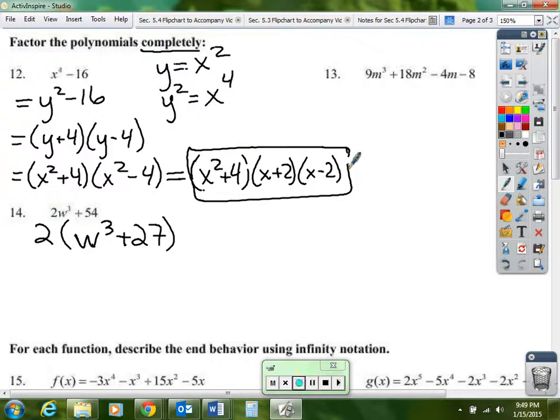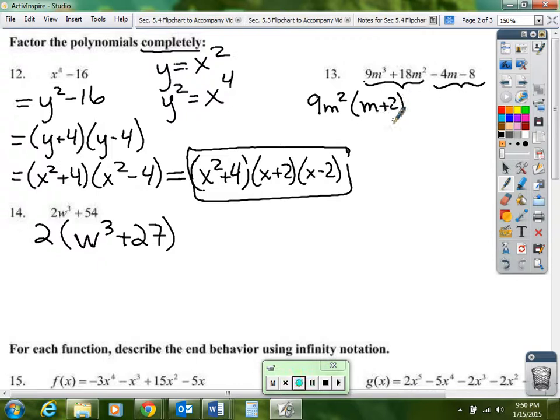Okay, number 13. This is factoring by grouping. We're going to factor out a common factor from the first 2 pieces, and then again from the second 2 pieces. Again, our hope is that what remains after we factor out a common factor is the same thing in the 2 sets of parentheses. So from the first 2, we factor out a 9m squared. What remains is m plus 2.